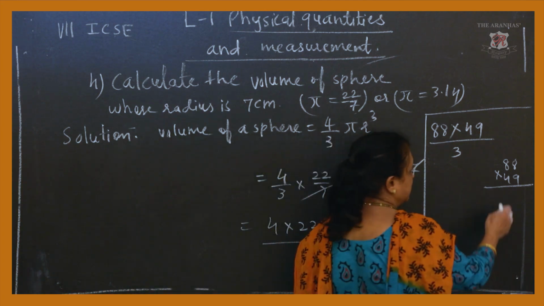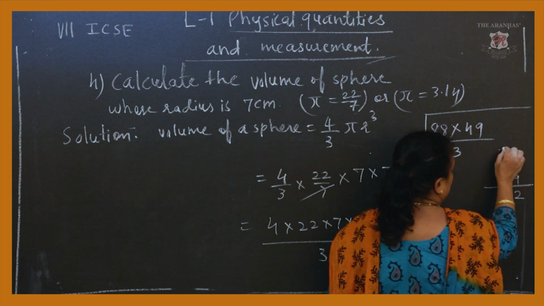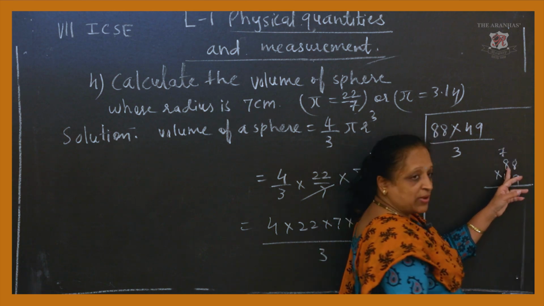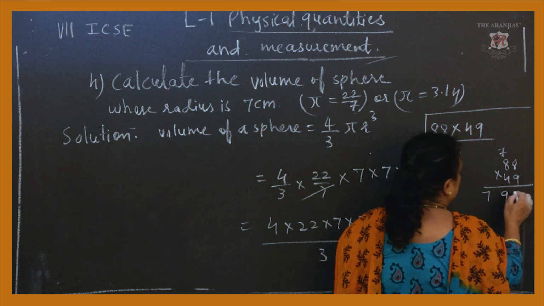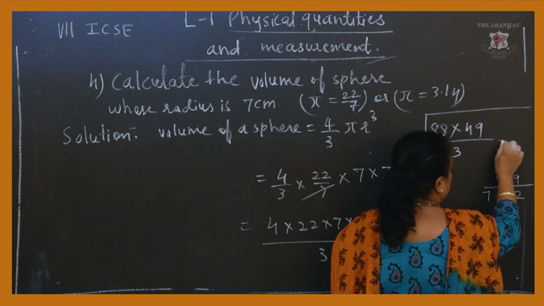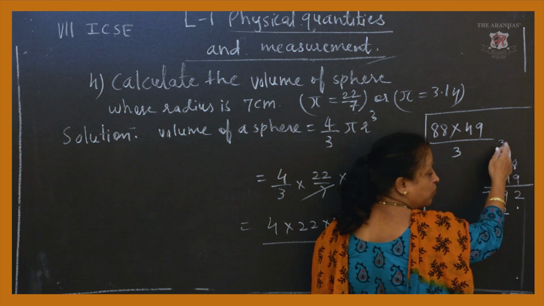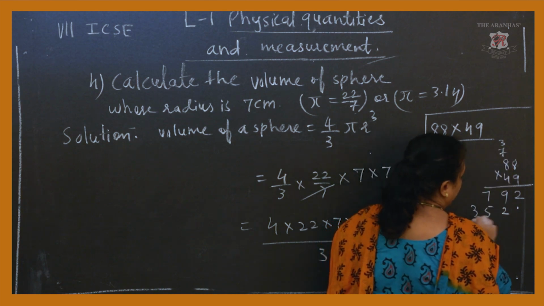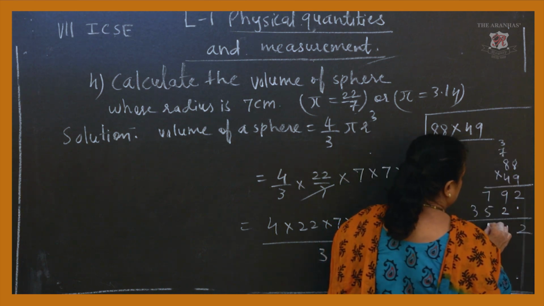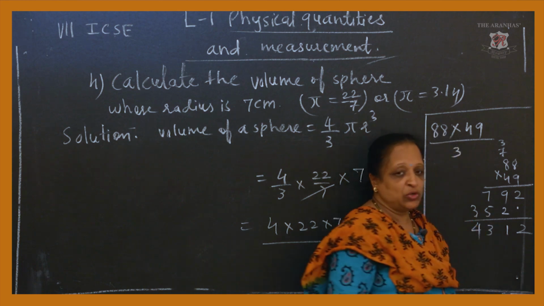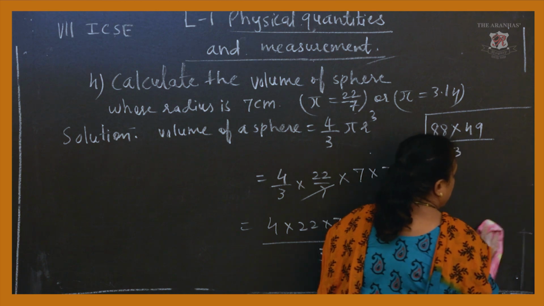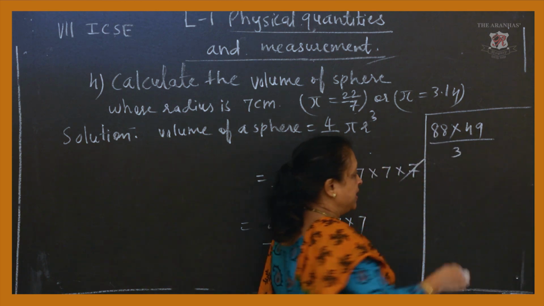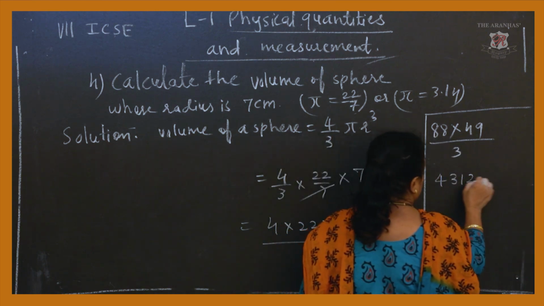Simple multiplication. 9 8s are 72, carry 7. 9 8s are 72 plus 7, we get 79. Then 4 8s are 32, carry 3. 4 8s are 32 plus 3, 35. So we get the answer 4312. And now we are dividing it by 3. Simple division.